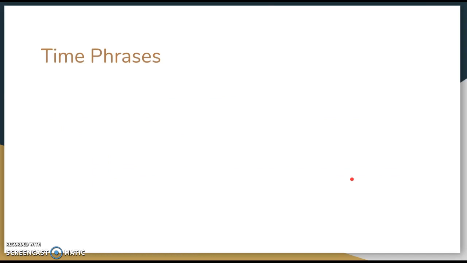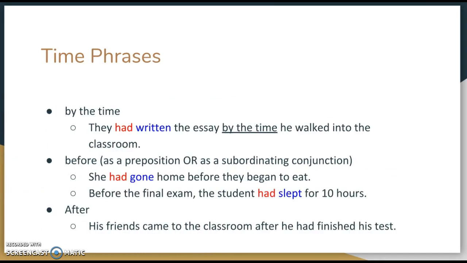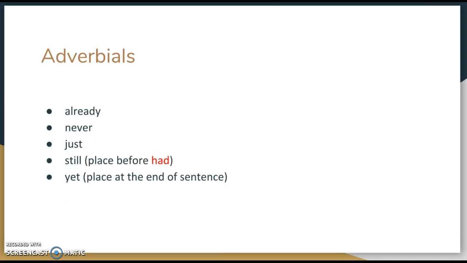Some of the time phrases that are commonly associated with past perfect are by the time, before, and after. Some of the adverbials that are commonly used with past perfect are already, never, just, still, and yet. Still and yet, however, are used a little bit differently. We place still before had in the verb phrase, and then yet is placed at the end of the sentence.